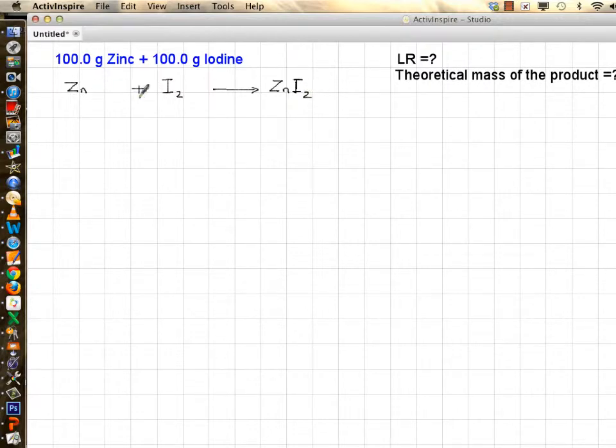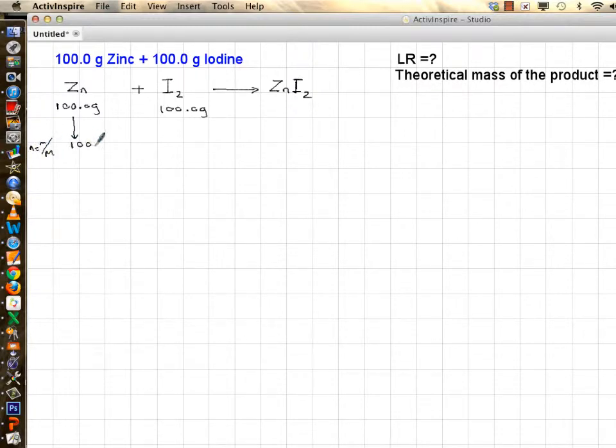And if you look at the equation, it's balanced. 1 mole of zinc with 1 mole of iodine gives you 1 mole of zinc iodide. I have 100 grams of each species, so I'm going to write 100 grams, 100 grams. First thing to do is I have to convert them to moles. So I go after moles. Moles is mass over molar mass.